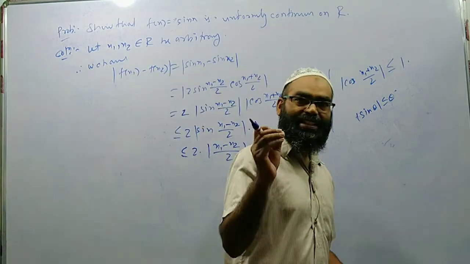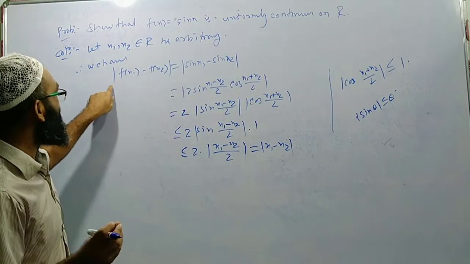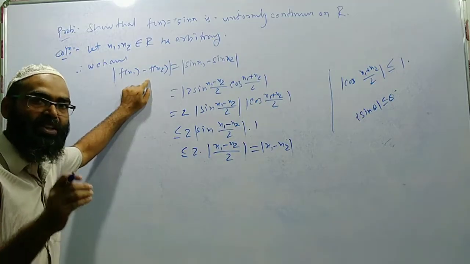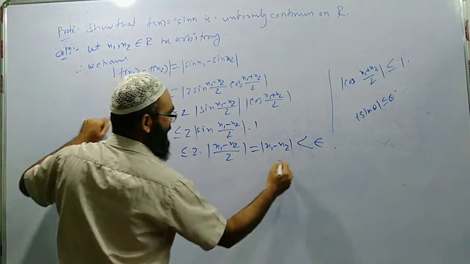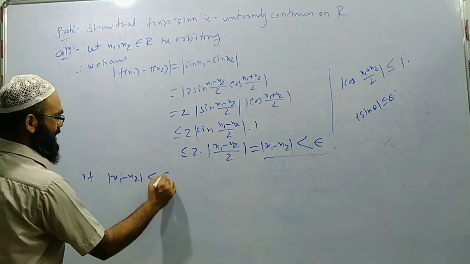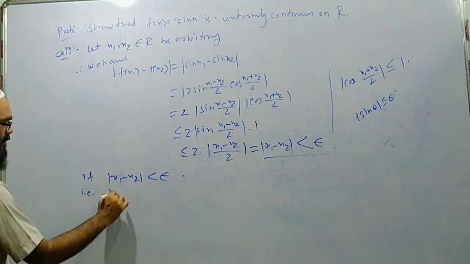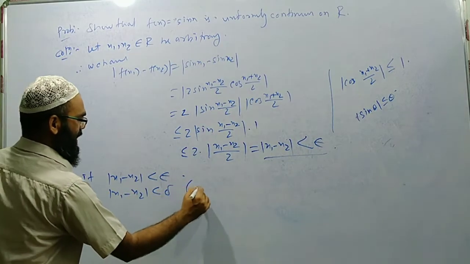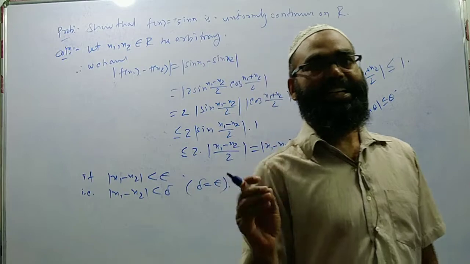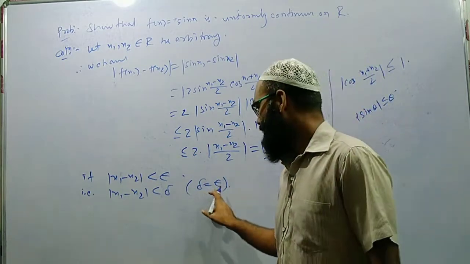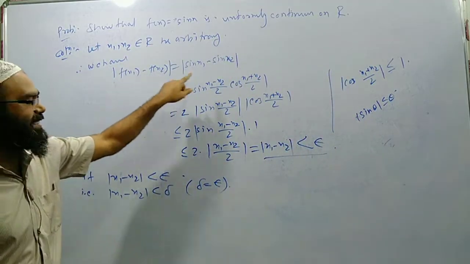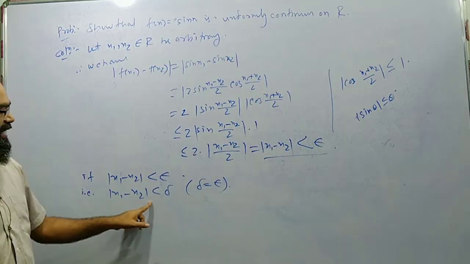Now the next step is we assume that this is less than epsilon. This will be less than epsilon if mod of x1 minus x2 is less than epsilon, that is, if mod of x1 minus x2 is less than delta, where delta equals epsilon. Always observe that delta is a function of epsilon; here delta equal to epsilon is a function of epsilon. Thus we get this quantity is less than epsilon whenever this is less than delta.